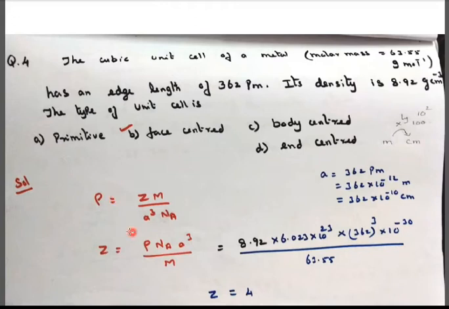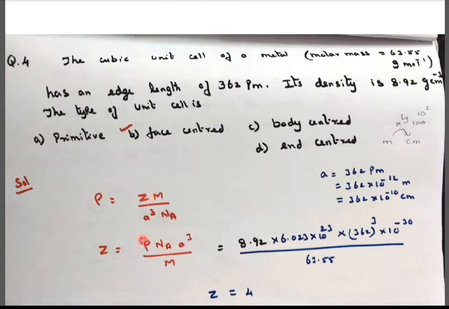So the formula is rho is equal to Z M by a cubed into Na. Rho is density, Z is the number of atoms in the unit cell, and M is the molar mass. It is given 63.55, and a cubed is the edge length, given as 362 picometer, so that is a cubed, and Na is Avogadro number, 6.023 into 10 to the power 23. So substitute, we should find out the type of the unit cell, Z.